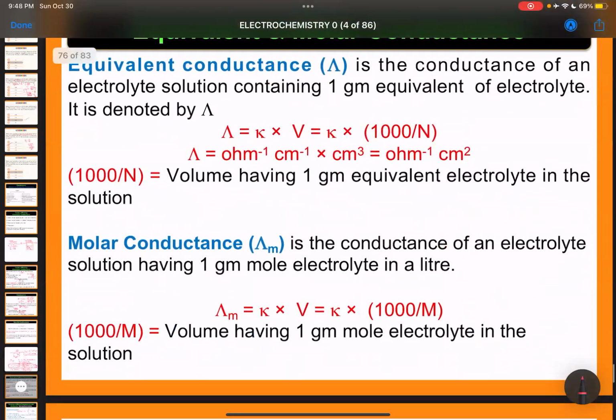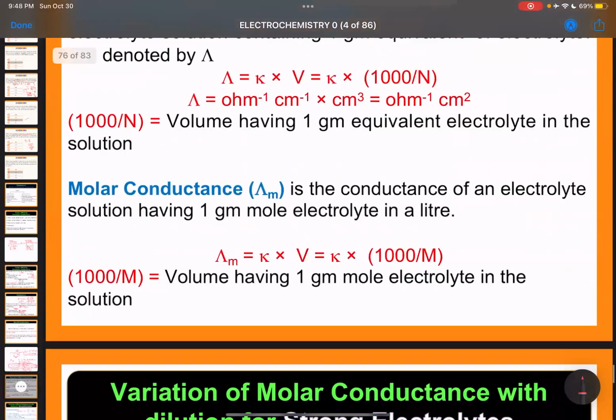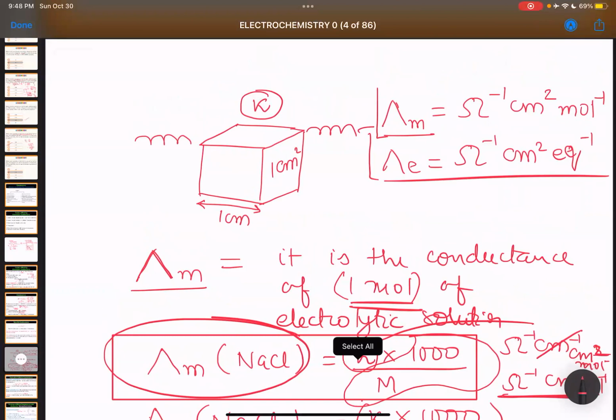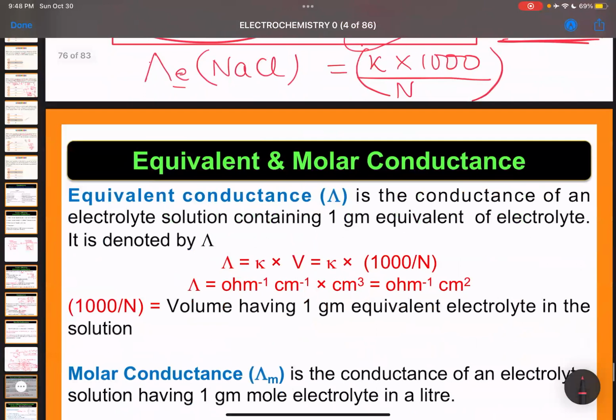So I hope this is clear. Hanifa, any doubt? Anything which I need to repeat, you can tell me any number of times. I will explain it.